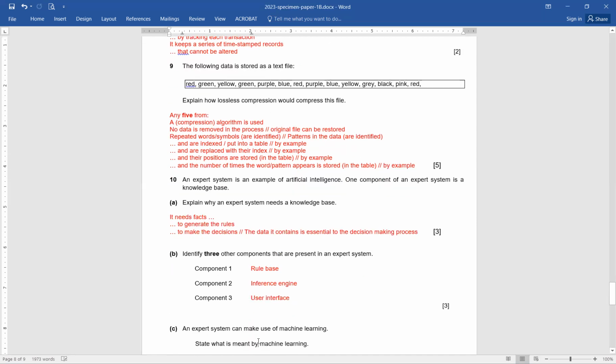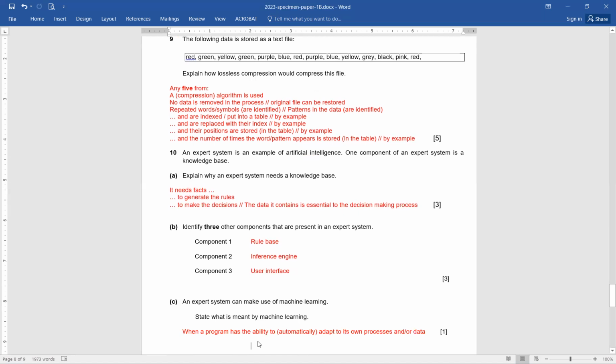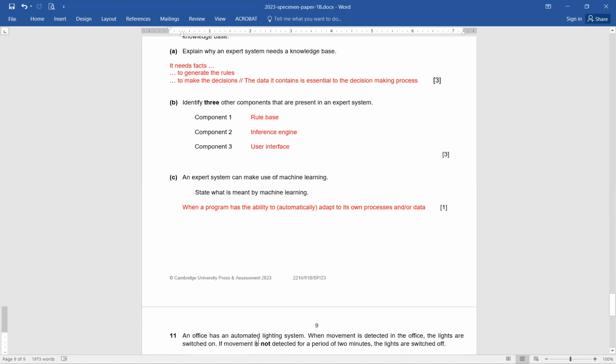Part B, identify 3 other components that are present in an expert system. So component, in any order, you can write down rule base, inference engine, and user interface. Or sometimes you can even write down interface, but I suggest that you write down the term properly, that is user interface.